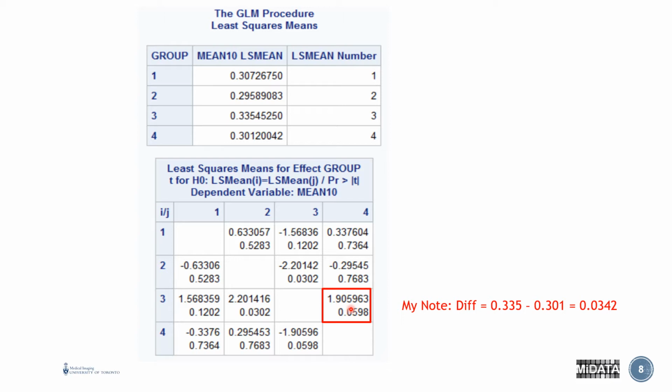And my hypothesis is if you didn't exercise, you're fresh, you're rested, and so your reaction time is going to be snappy and much better. That's the reason why I'm looking at these two groups. Now, just as a note, the difference between your reaction times here is 0.335 minus 0.301, which gives you a difference of 0.0342. So just hang on to that difference.